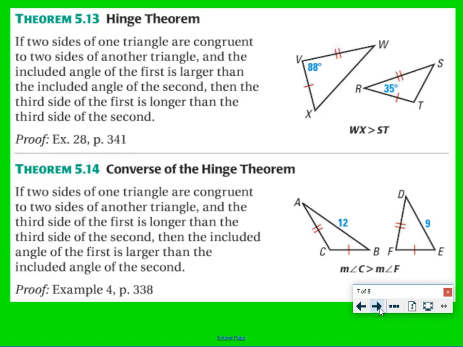Hinge theorem, theorem 5.13. If two sides of one triangle are congruent to two sides of another triangle, and the included angle of the first is larger than the included angle of the second, then the third side of the first is longer than the third side of the second. Just saying, if you have two congruent sides on a triangle, the one that has the bigger angle in between the two sides means that the opposite side is longer. Converse of the Hinge theorem, if you have two congruent sides, then you just go opposite, so the angle is bigger on the bigger side.